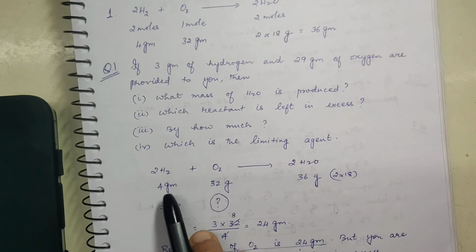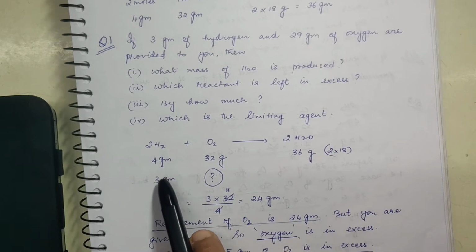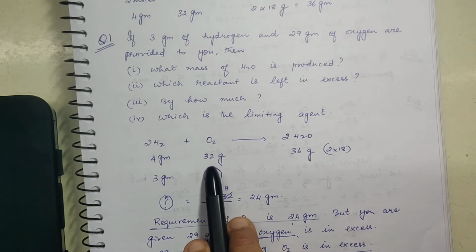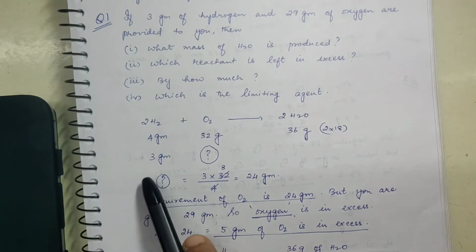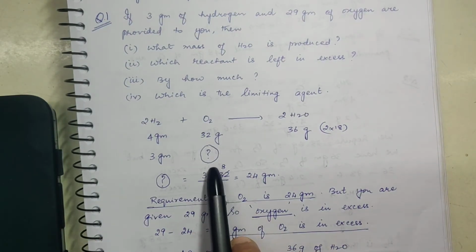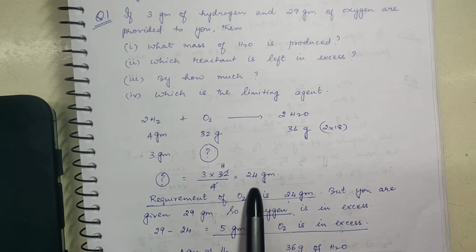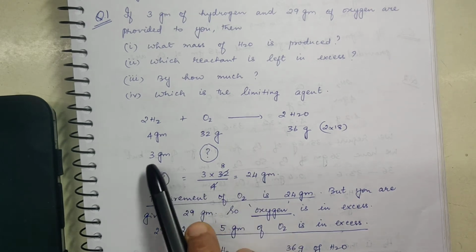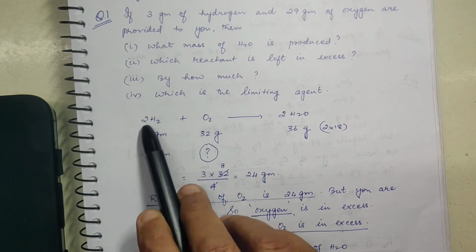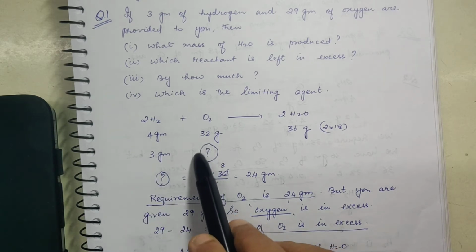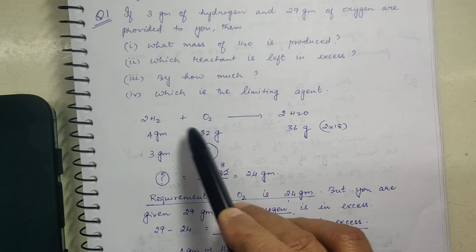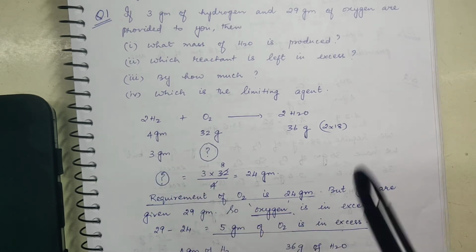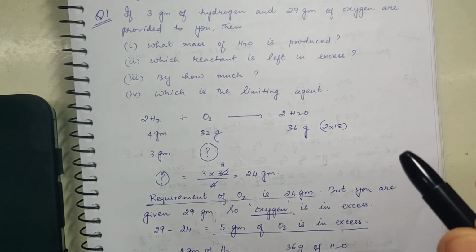Now you know very well that 4 gram is reacting with 32 gram. So you have been given 3 gram. So 3 gram will react with how much? Let us find out. Now 3 gram requires only 24 grams. 3 into 32 upon 4. You just have to take these 4. This you consider it as x. So cross multiply, 3 into 32 is equal to 4 into x. So what is x? That is coming out to be 24 grams.